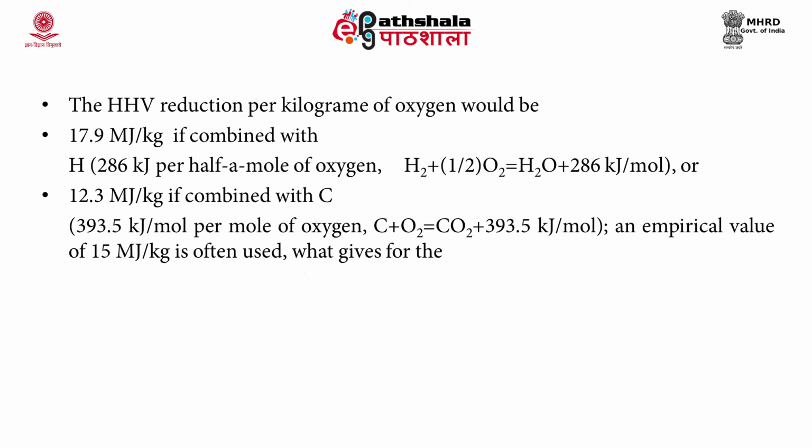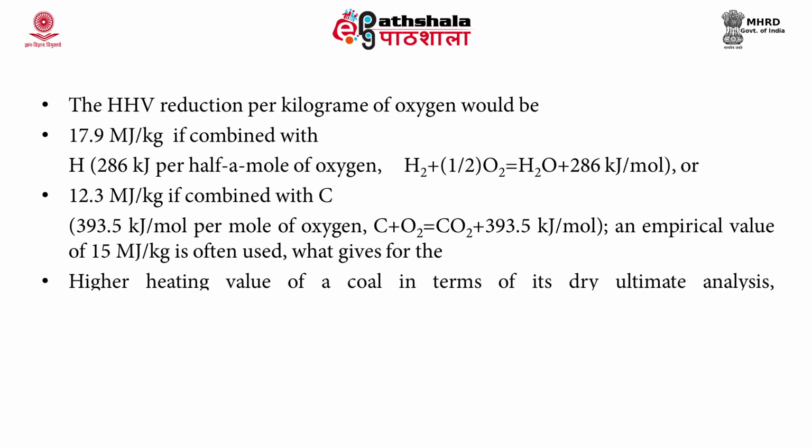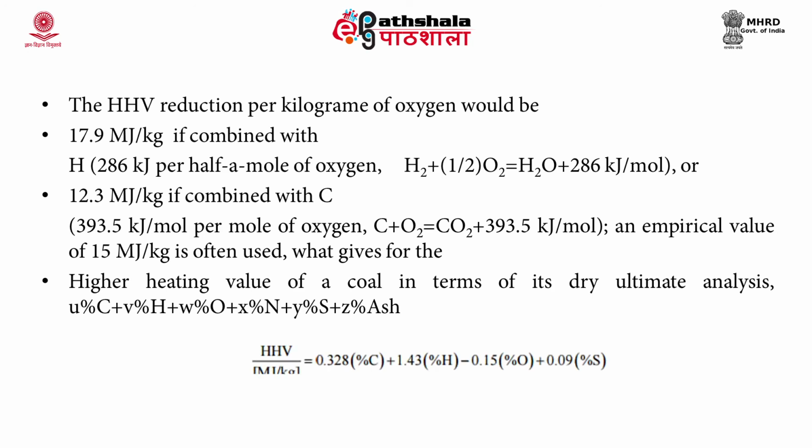The higher heating value of a coal in terms of dry ultimate analysis is calculated as U percentage carbon plus V percentage hydrogen plus W percentage oxygen plus X percentage nitrogen plus Y percentage S plus Z percentage ash. In calculation, normally these values are replaced by these factors. High heating value in megajoule per kilogram is equal to 0.328 multiplied by percentage of carbon plus 1.43 multiplied by percentage of hydrogen plus 0.15 percentage oxygen plus 0.09 percentage sulfur. It's a simplified form of the equation.